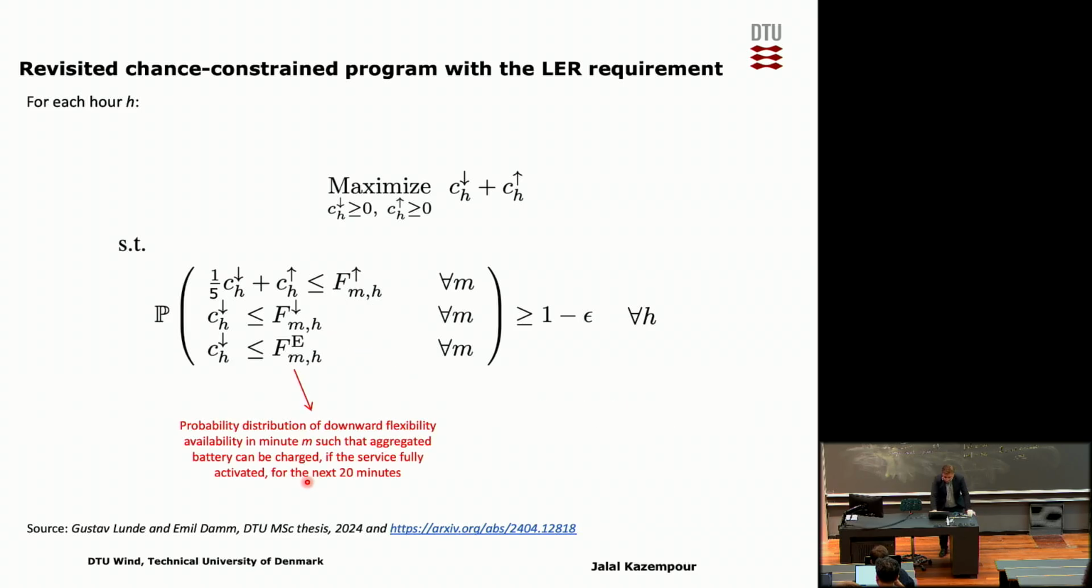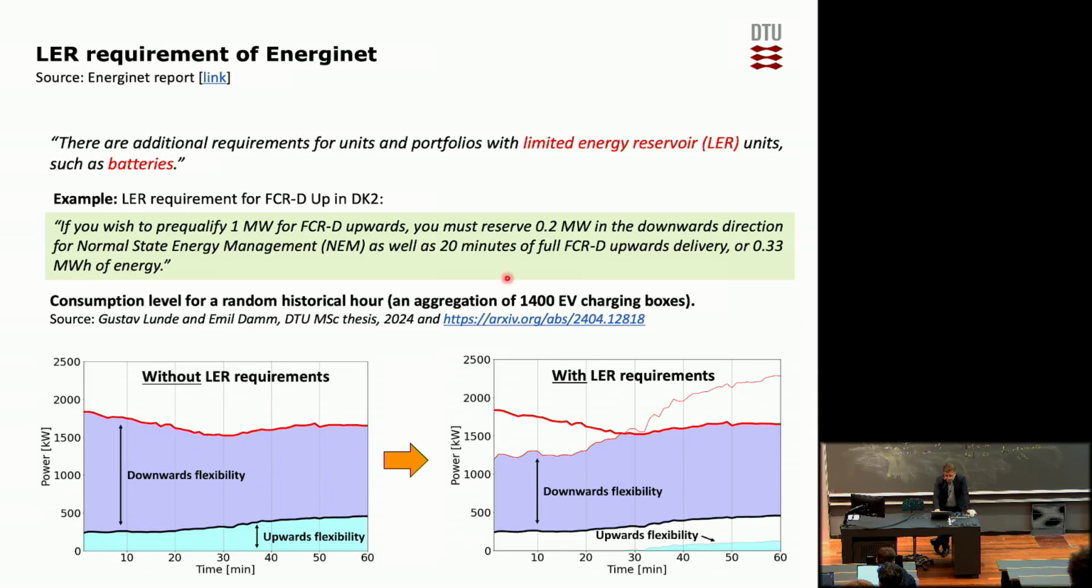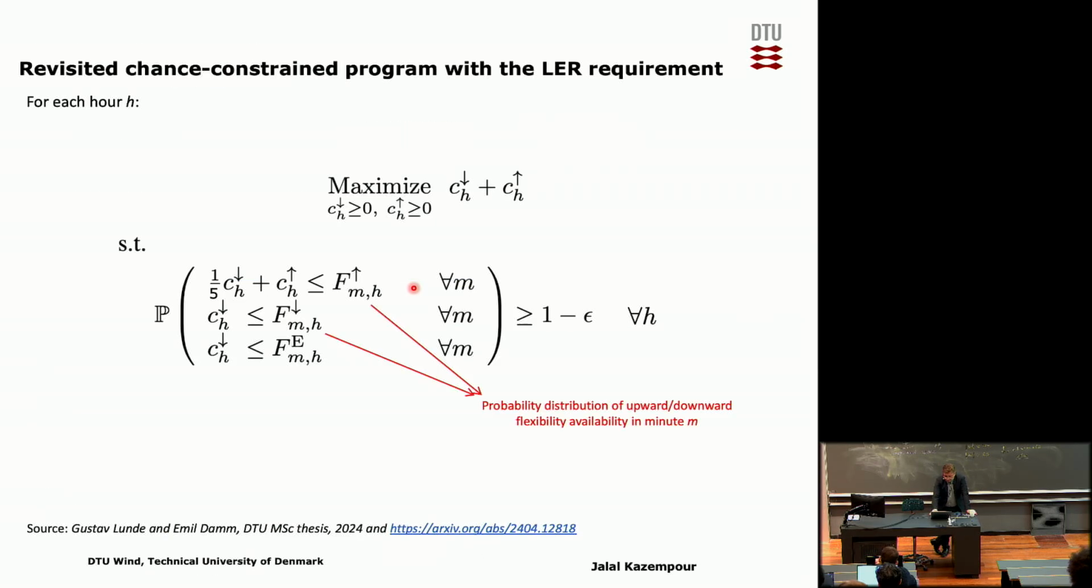For example, to give you an idea, now we have three uncertain parameters. How much flexibility up we have, how much flexibility down we have. They are stochastic parameters. And also we have the third one, the probability distribution of downward flexibility available in minute m, such that the aggregated battery can be charged if the service is fully activated for the next 20 minutes. Why 20 minutes? It comes from the regulation.